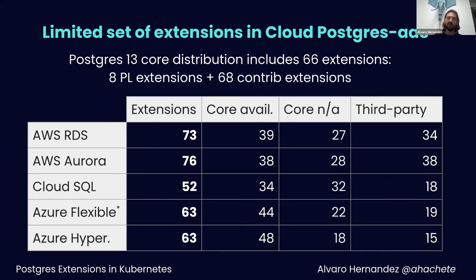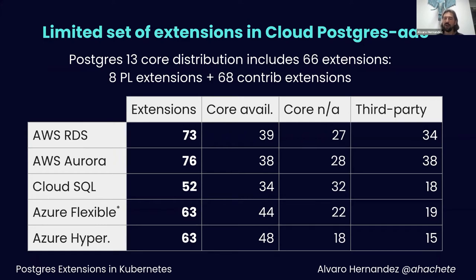If we look at the main cloud offerings like Amazon RDS and Aurora, Google Cloud SQL, or Azure in its different offerings, the number of extensions is between 50 and 70 in total. And if you look at the core extensions, this contrib plus the procedural languages, most of them are available, but definitely not all of them. In some cases, even 32 of those core contrib extensions are not available to use. You cannot install them.